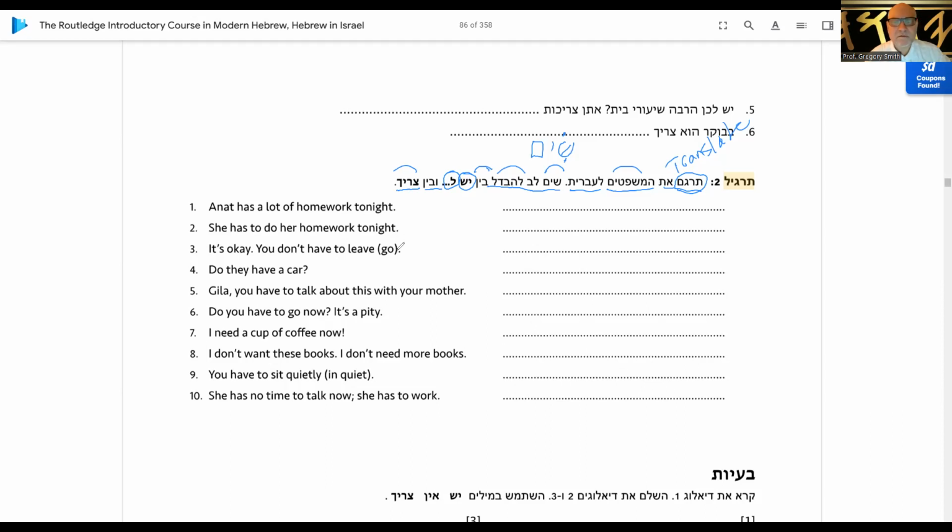Okay, so let's see here. Enot has a lot of homework tonight. So I could say there is to Enot. Or I could say Enot to, let's see. Yesh le'enot harbe shiur ba'it. Let's try that. Yesh le'enat harbe shiurei bait ha'erev.